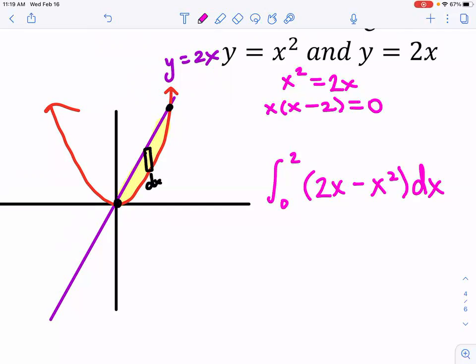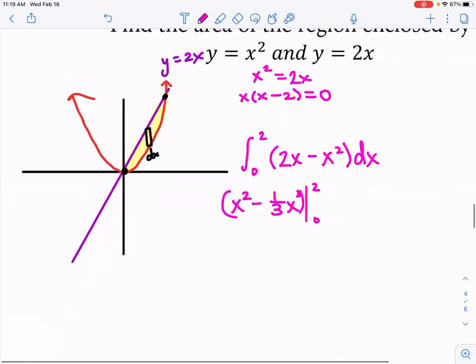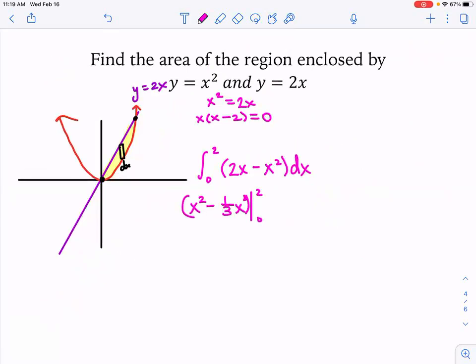All right, so our antiderivative is x squared minus 1/3 x cubed evaluated from 0 to 2. Four minus 8/3. What is it? Great, good job. You're working ahead.